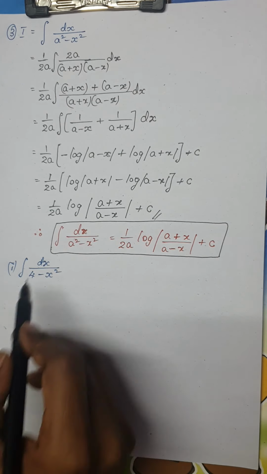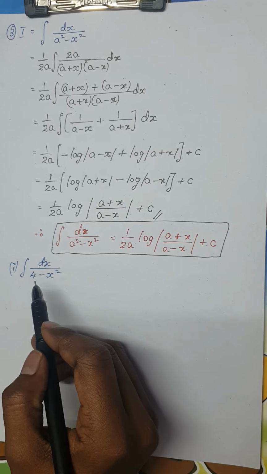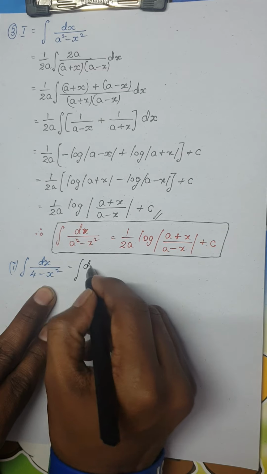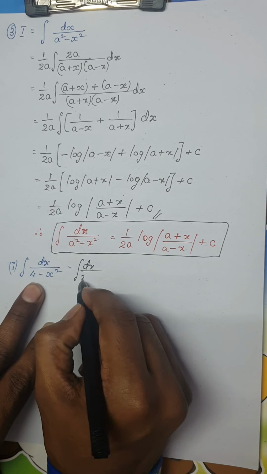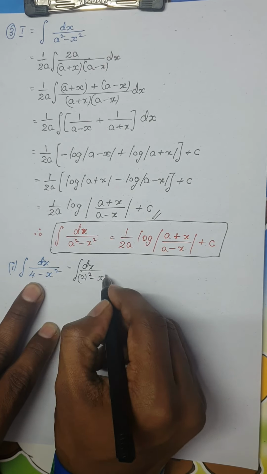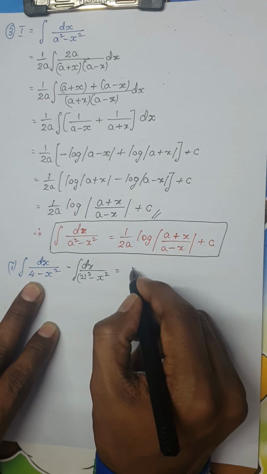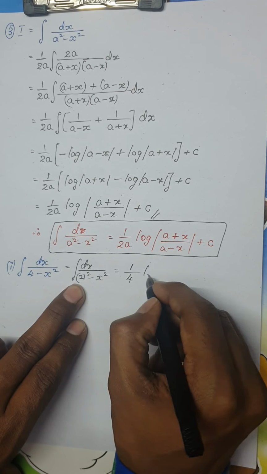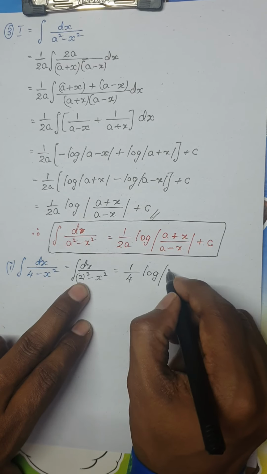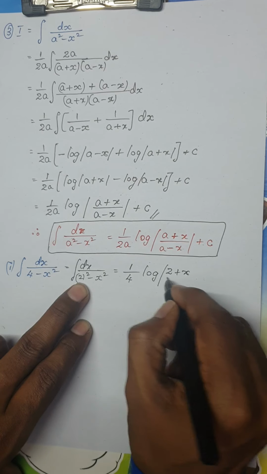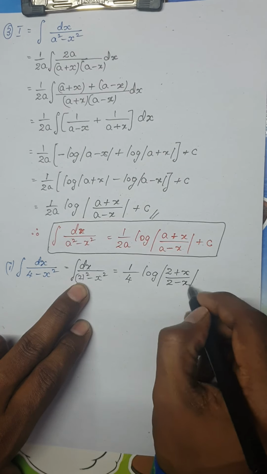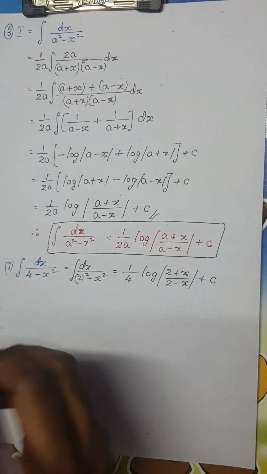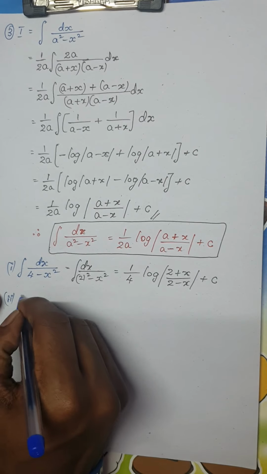So if they give you the integral of the form dx divided by 4 minus x square, this can be written as integral of dx divided by 2 square minus x square. So this is nothing but 1 divided by 2 times a. So 2 times 2 will be 4, log of mod, a is 2 here, so 2 plus x divided by 2 minus x plus c, which is the constant of integration. Is it clear? But if they give you a perfect square, you can easily do it.